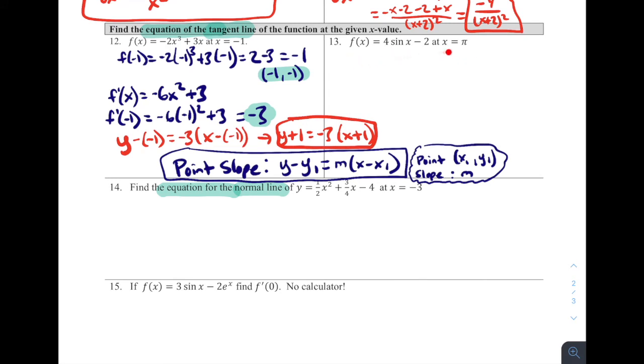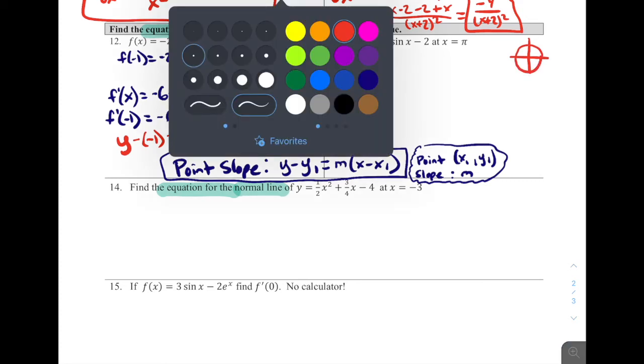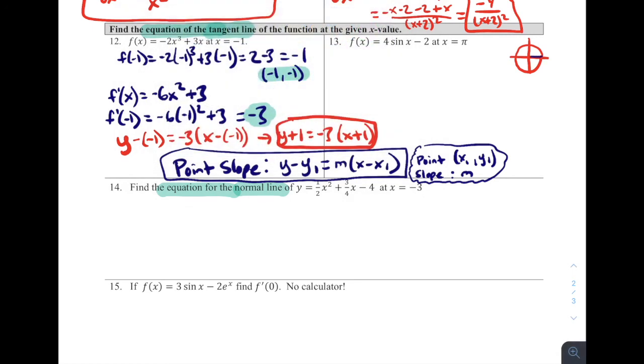Great, number 13. We've got 4 sine of x minus 2 at x is equal to pi. Because I can see that we're going to need to know some trig values at pi, I'm just going to quickly think about my unit circle over here. If we have our unit circle, we know that pi is all the way over here. If we go all the way around, pi is at this point. That's our angle pi, and we know that's at the point negative 1 comma 0, which tells me that the sine of pi is 0 and that the cosine of pi is equal to negative 1. This side work is going to be useful for us.